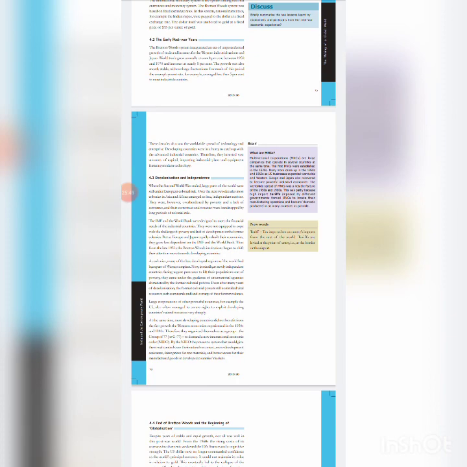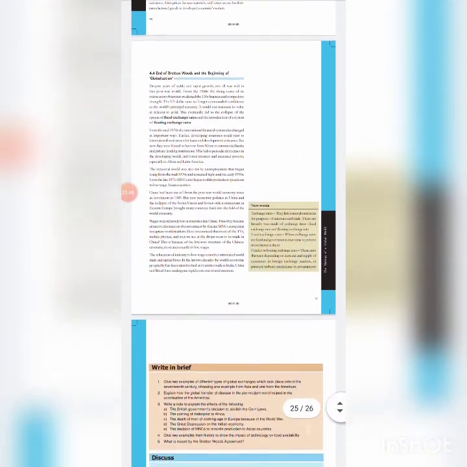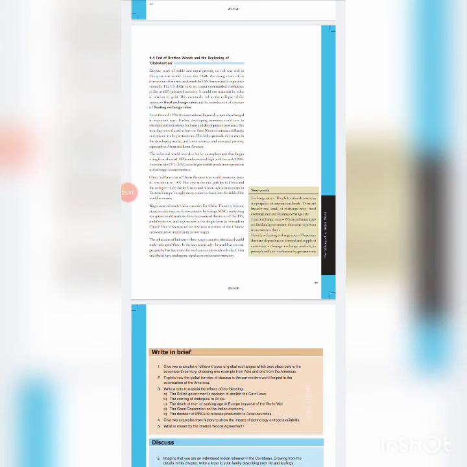Now, the end of Bretton Woods and the beginning of globalization. The US finances and competitive strength were weakened due to the rising cost of its overseas involvements from the 1960s. In the mid 1970s, the international financial system also changed, and the industrial world was also hit by unemployment.